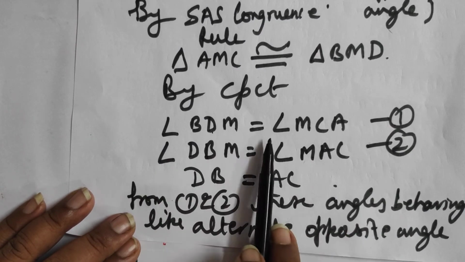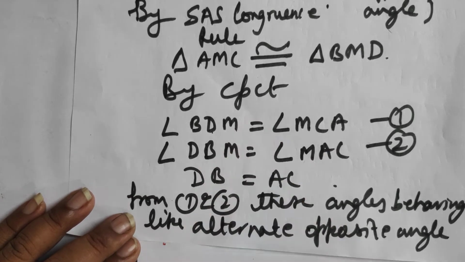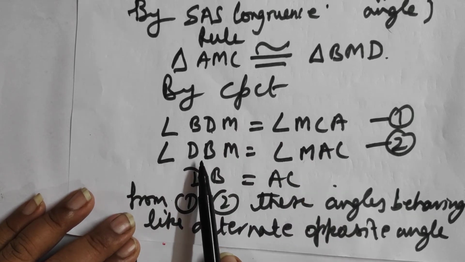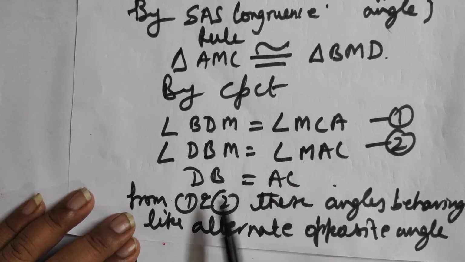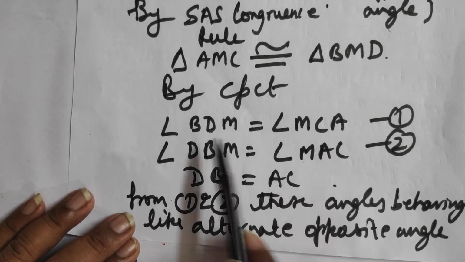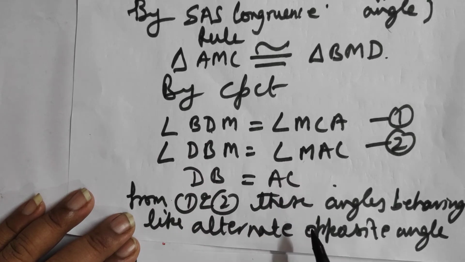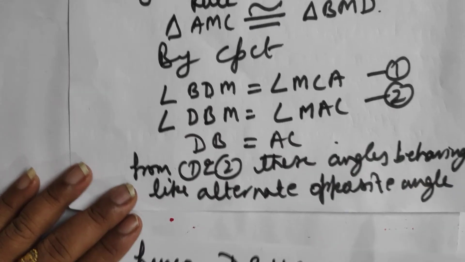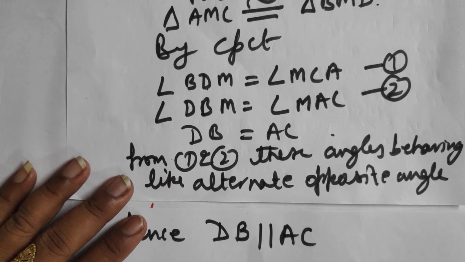Angle BDM is equal to MCA by CPCT. Angle DBM is equal to MAC. DB is equal to AC, and because these two pairs are behaving like alternate opposite angles, hence DB is also parallel to AC.